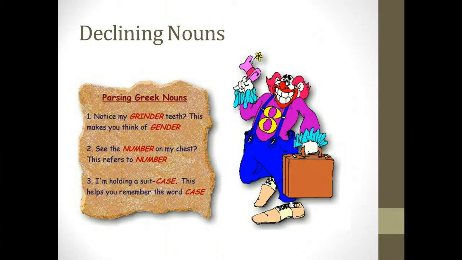What is the noun's gender? As you're going to discover in just a few moments, all Greek nouns have a gender, whether they're masculine, feminine, or neuter. And you can see that our noun clown there has some rather large grinder teeth, and grinder and gender sound alike, so that's why we have that. On his shirt, you see he has a rather large number, and that's to help remind you that in addition to determining the gender of the noun, you also need to know the number. Is it singular or is it plural?